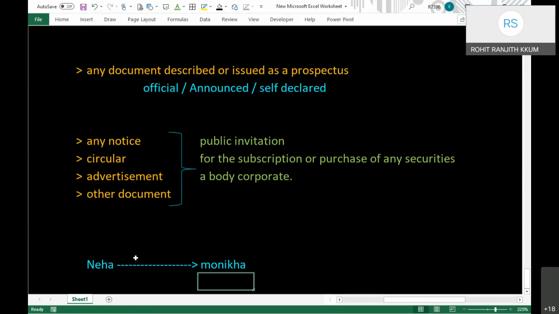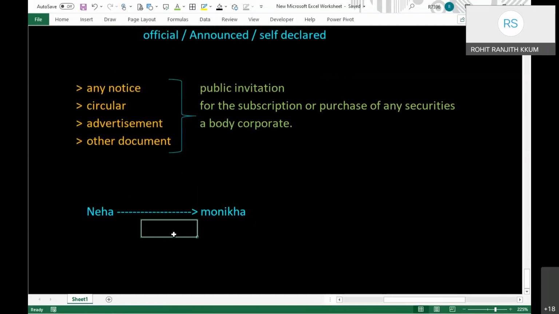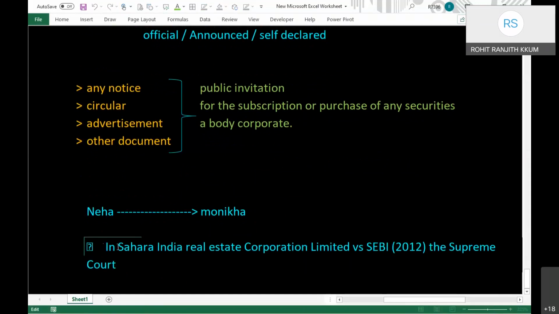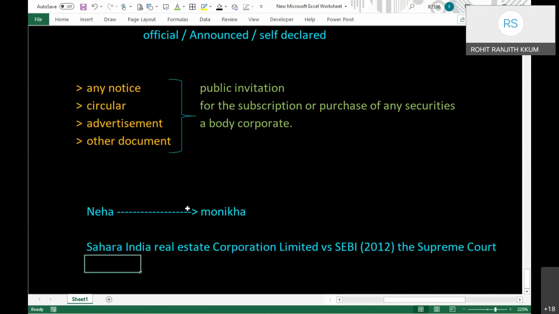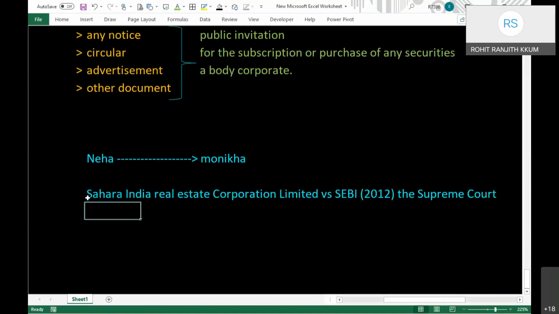What if I say your answer is wrong? Yes, your answer is wrong, because it depends upon certain facts. You see, guys, there was a case, and the name of the case was Sahara India Real Estate Corporation Limited versus SEBI, Supreme Court, 2012. The Supreme Court made wonderful observations which clarified the public offer in more detail.